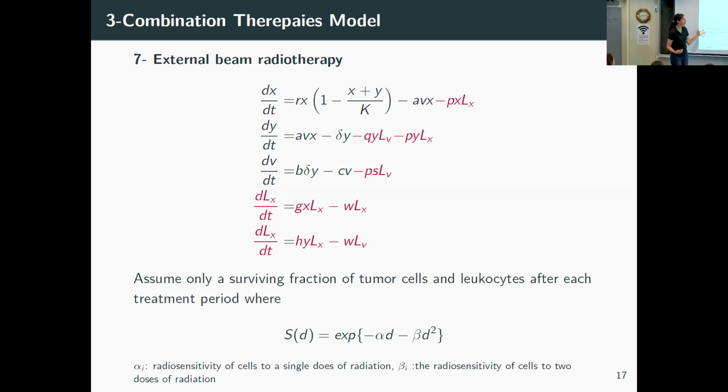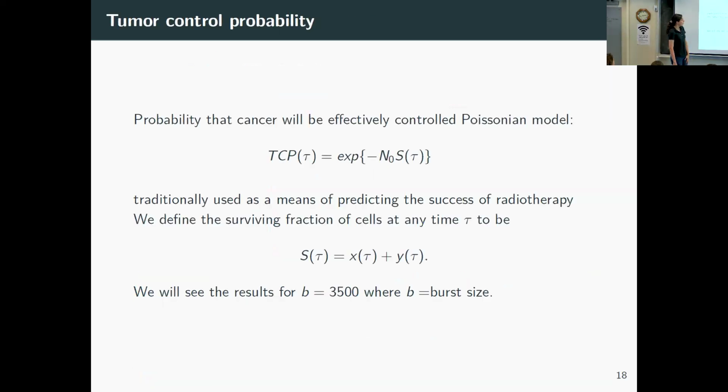Okay, now we have all these models. Now we need a tool to compare these. So we're going to use tumor control probability. It's usually used for radiotherapy, but here we're going to define the surviving fraction for the other types of treatment to be, at each time, the number of healthy and infected tumor cells.